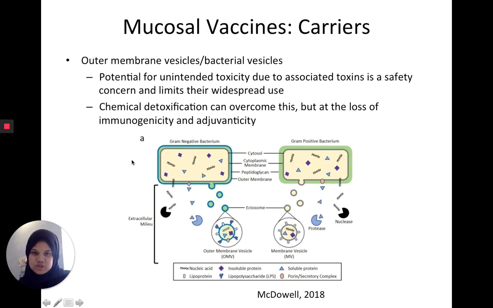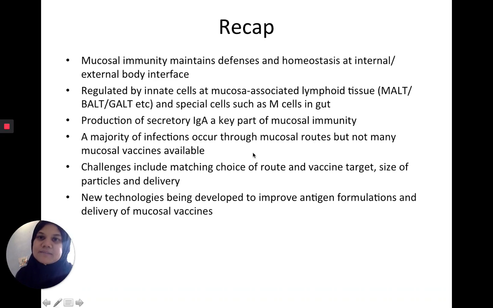This picture shows you gram-negative bacteria and the vesicles that they make. They're called outer membrane vesicles. Gram-positive bacteria also make these types of vesicles, and they're called extracellular vesicles or membrane vesicles. They contain a variety of antigens, and even sometimes some nucleic acids, RNAs, and things like that. A lot of lipoproteins as well, usually. These are very interesting candidates that people are trying to investigate as new vaccines, especially for mucosal vaccines.